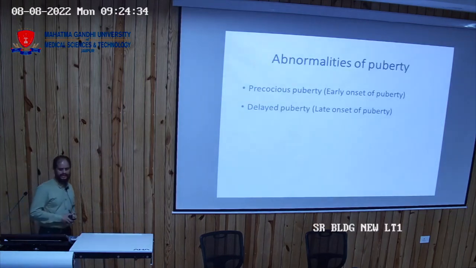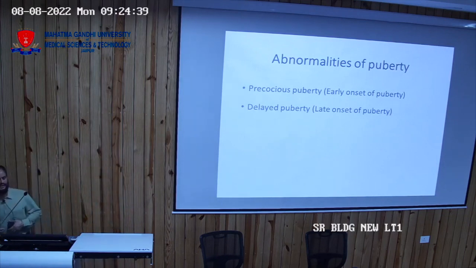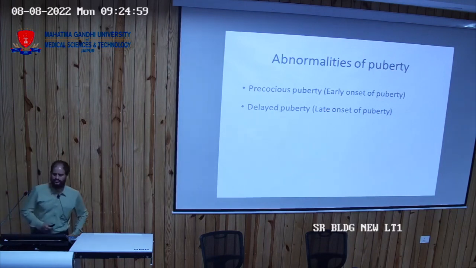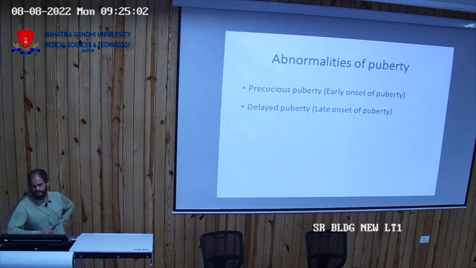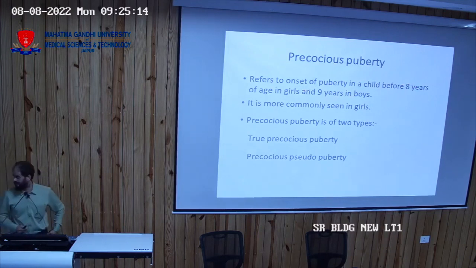And coming on to the abnormalities of puberty, you must have seen that some individuals attain puberty at an earlier age. It happens before the normal age. That is called precocious, early onset of puberty. That is precocious puberty. And there may also be an abnormality where there is late onset puberty. Precocious puberty is in a child before 8 years in girls, and in boys before 9 years, then it is called precocious puberty.